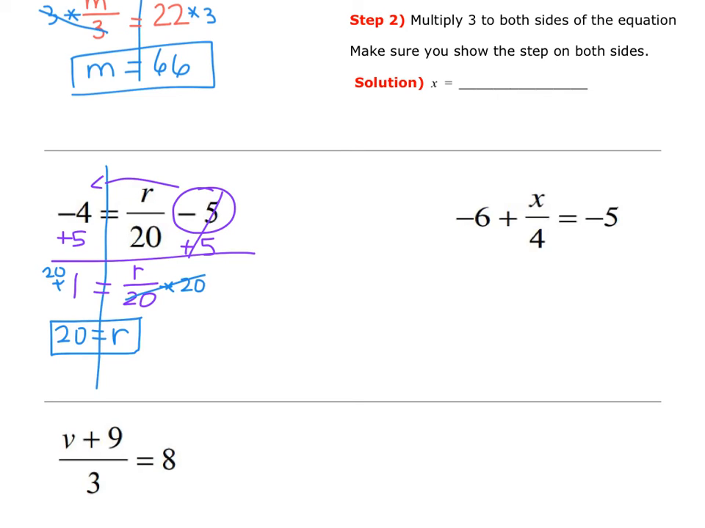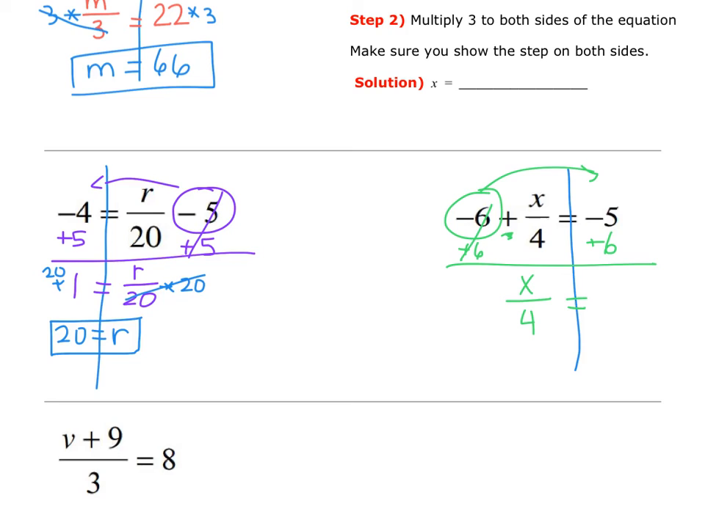Okay, next one. On the side that has the variable, -6 plus x divided by 4. X and 4 are directly connected, so that -6 has got to go first. Go bye-bye. All right, now we see a -6. Inverse would be +6, or a +6. Okay. Bring down what is still on the left side. This time it's a positive here, so we could put the positive or we don't really need to.